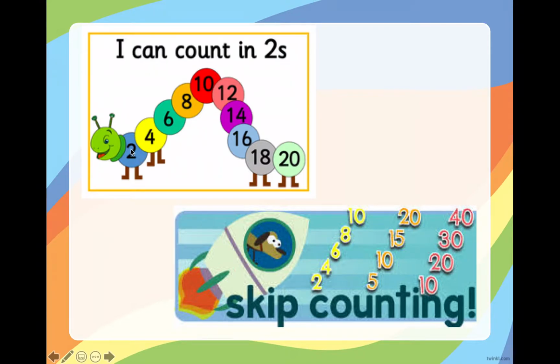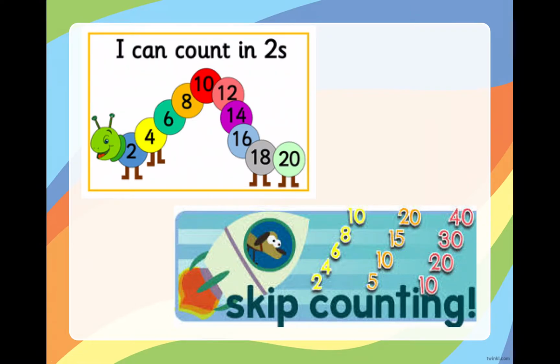And the pattern is that every time you're adding 2, and 2 more, 2 more, 2 more, 2 more, 2 more. When we skip count in fives, we're adding 5 more each time. 5, and then 5 more is 10, 5 more is 15, 5 more is 20, and that's a pattern where we add 5 each time. Then when we count in tens, we're making a pattern where we add 10 every time.